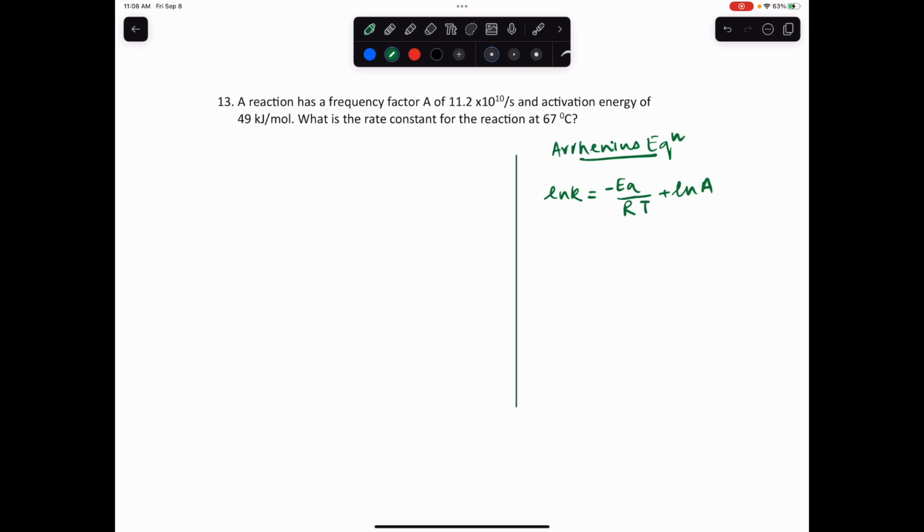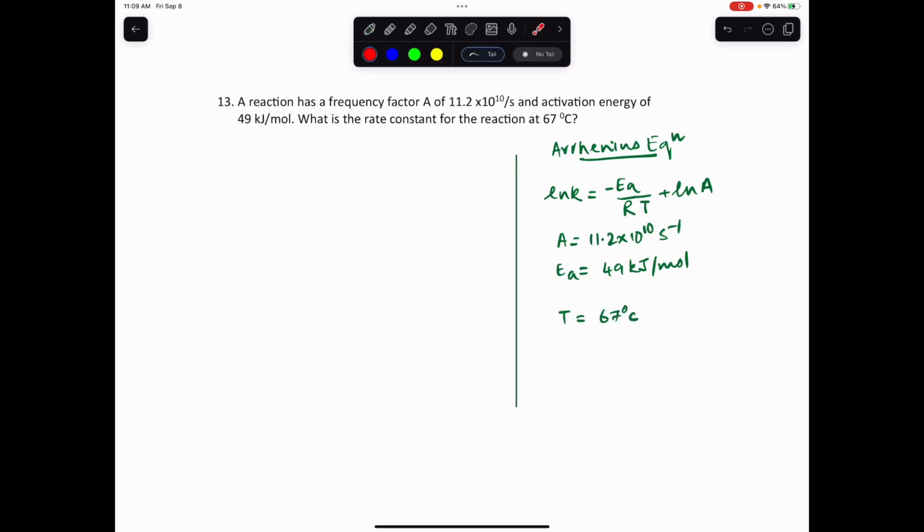Okay, so now let's list out what's given to us. We have the frequency factor A, 11.2 times 10 to the power 10 per second. We have the activation energy EA equal to 49 kilojoules per mole. And we have the reaction temperature at 67 degrees Celsius.